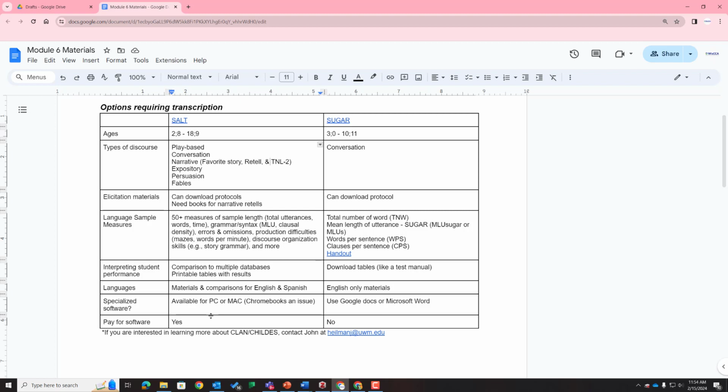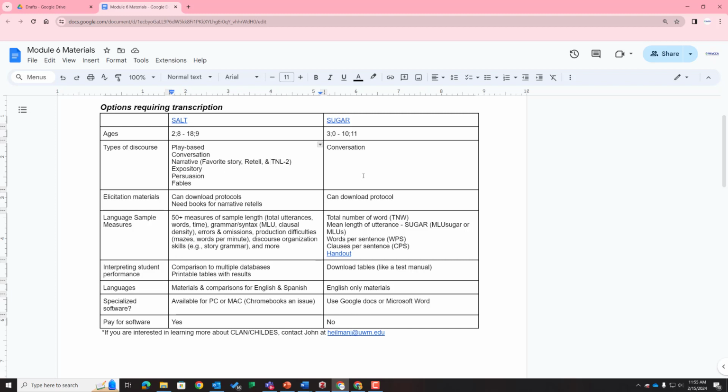I would say, if you have access, if you have interest, if you're kind of all in for language sampling, this is going to be the most thorough, in-depth way of approaching it. If you're going to go through the effort to transcribe and learn transcription, you can really get a lot of valuable information out of those transcripts and really look at a lot of different types of discourse.